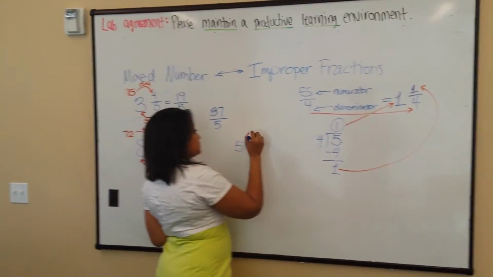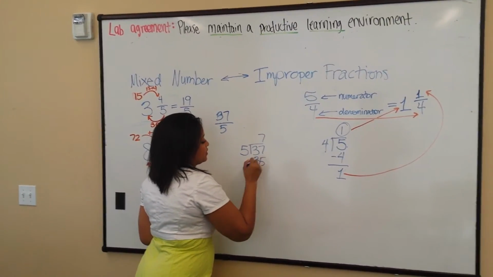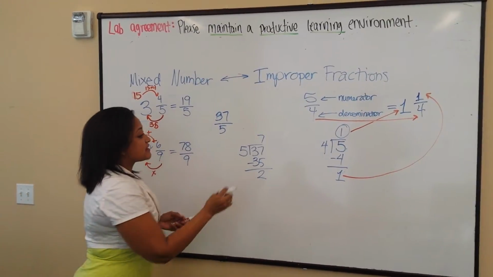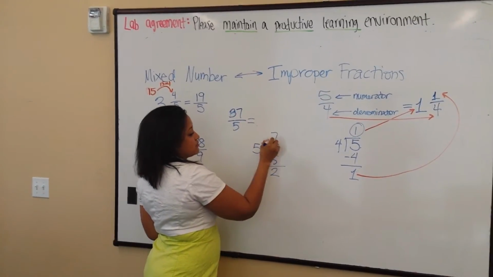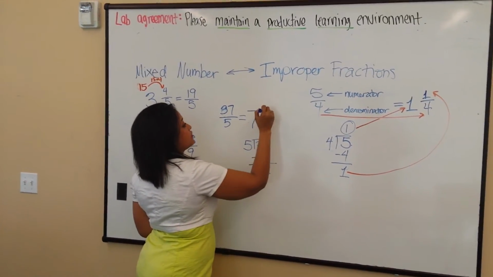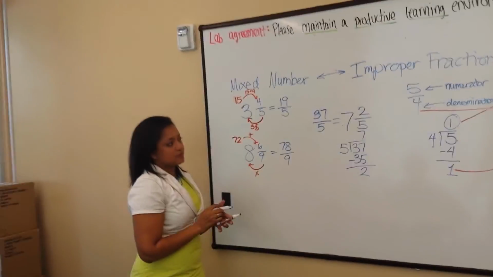7 times. 7 times 5 is 35. And so we have a remainder of 2. 7 is our whole number, so 7 goes to the top. And then the 2 remainder is what's left over, and the 5 stays right where it was.